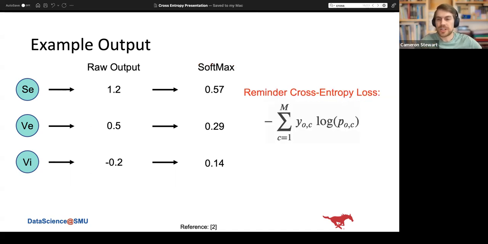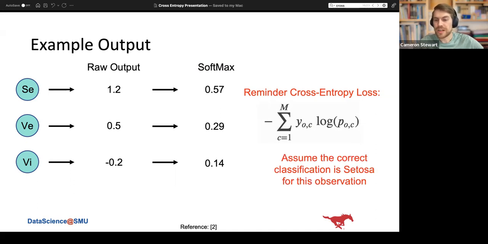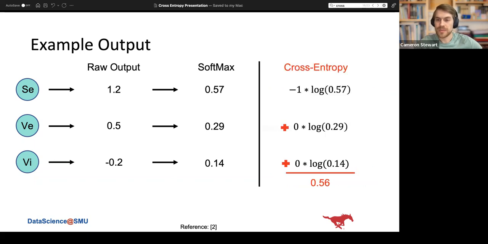So as we move to cross-entropy loss, this is a reminder of what the cross-entropy loss function was that we reviewed before. And we'll assume that the correct classification for this example observation is setosa. So now let's calculate cross-entropy. And as I mentioned before, the binary indicator for the other classes that are not the actual class are 0. And so these terms will go away.